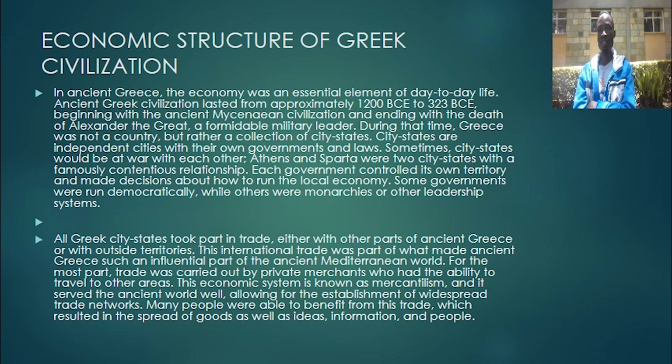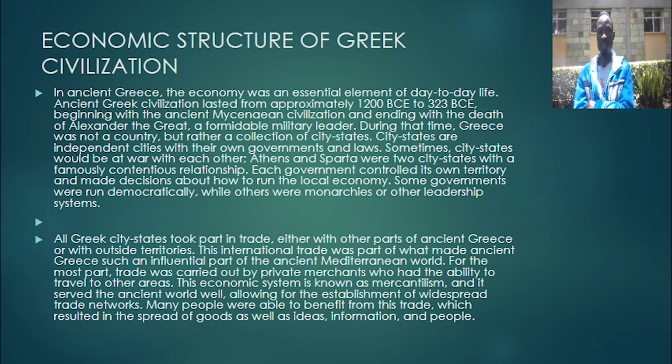Alexander was a military leader during that time. Greece was not a country, but rather a collection of city-states. Now, when you say city-states, it means these are independent cities with their own government and laws. Sometimes city-states will be at war with each other. For example, Athens and Sparta were two city-states with a famously contentious relationship.